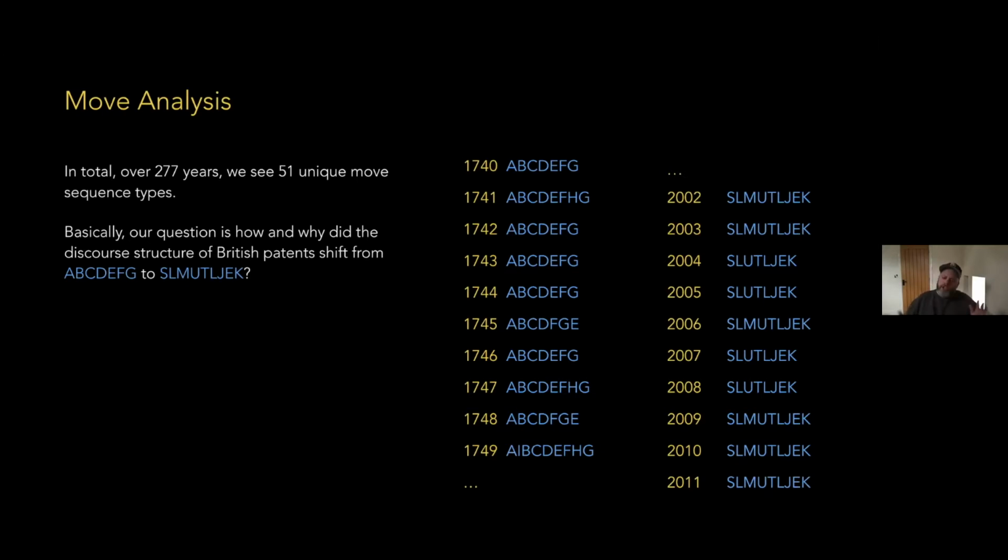Now, again, we should stress here that there are lots of other patents being used, at least at some points. So this is just one randomly selected one, just a snapshot. That's not to say this is absolutely what was happening.